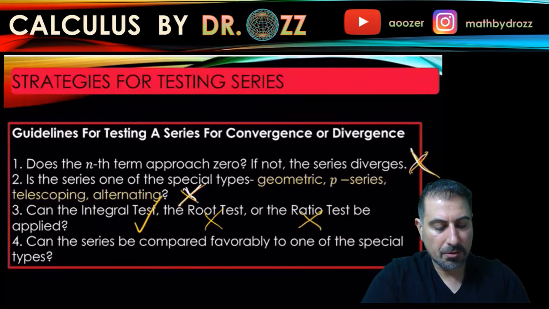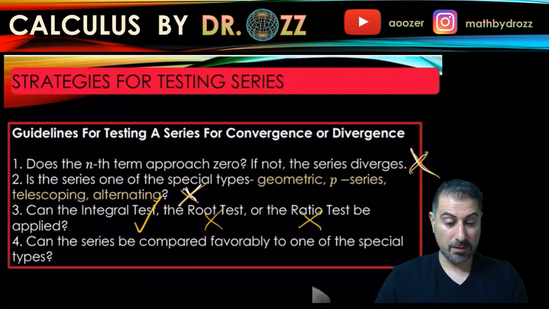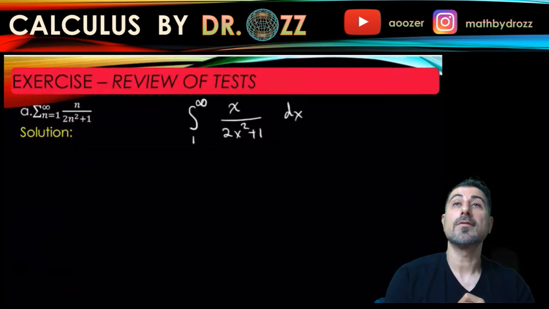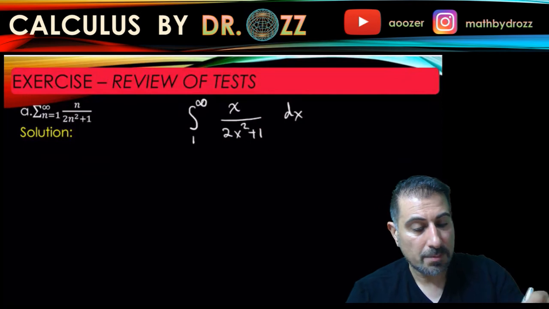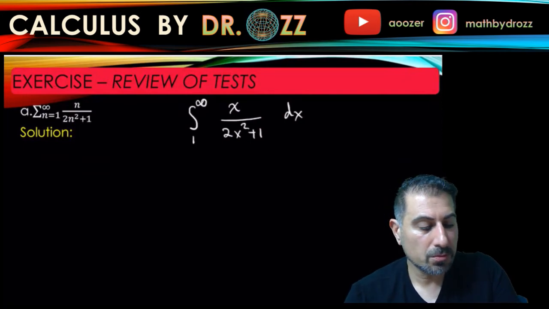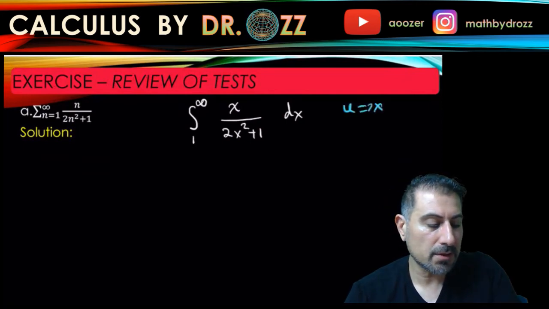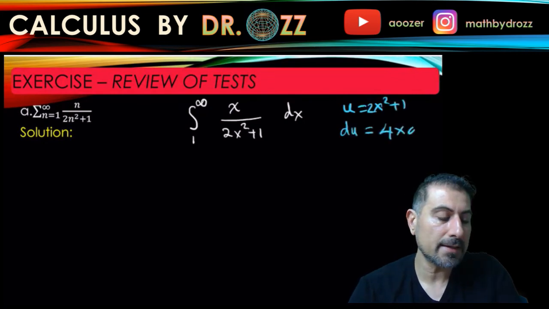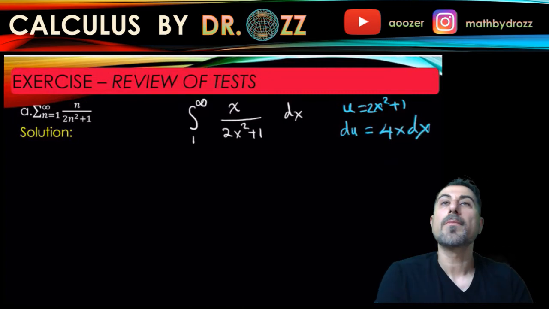Here we go. So I'm going to put a cross mark here. I think the best one that we can go with is the integral test. Why don't we do the integral test here? Okay. So here we go. I'm going to call u to be the bottom, as I just said, right? So that du equals 4x dx, right?